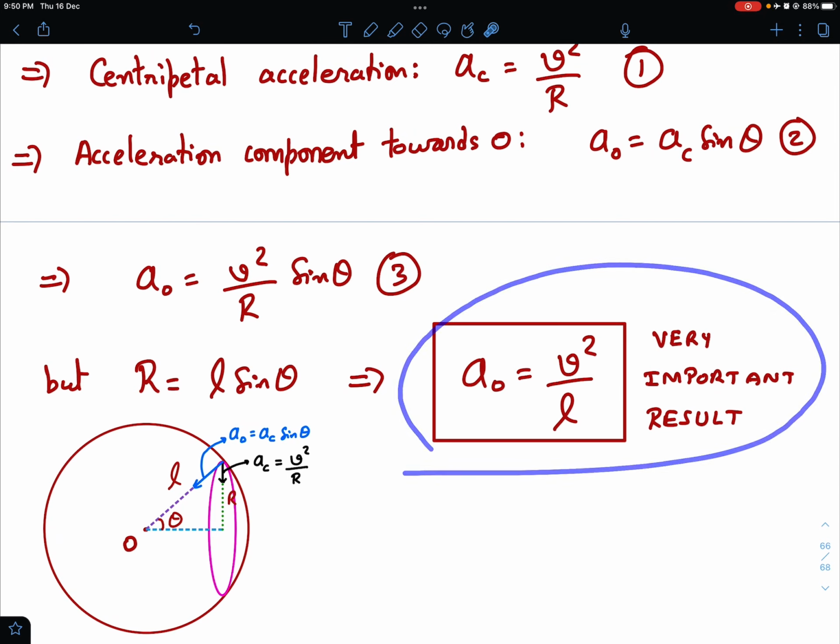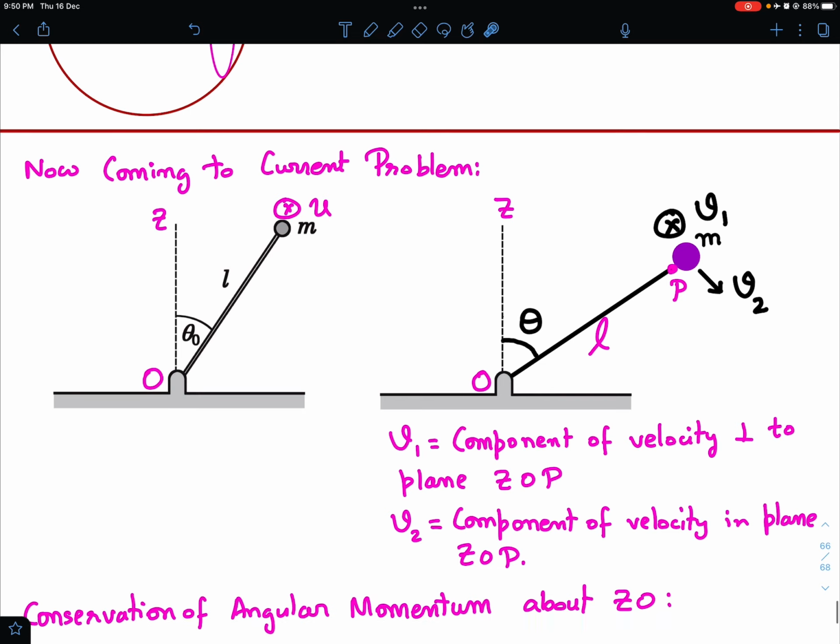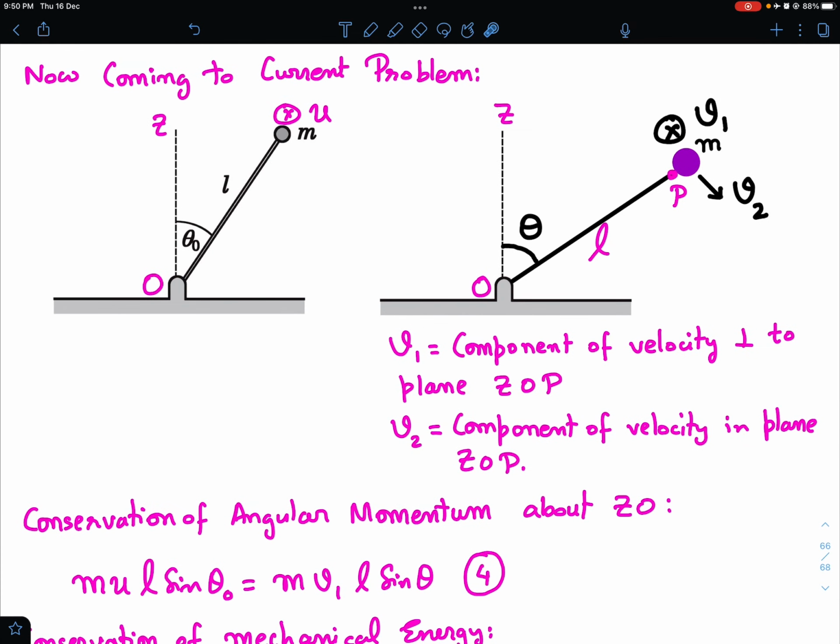So I hope you got this result, how we arrived at it. Now once you know this, we can easily do question number 40. Let's come to the current problem. Let theta be the angle at which the tension vanishes, and let v1 be the component of velocity of this mass perpendicular to the page, and v2 the component of velocity in the plane of the page. Of course v1 and v2 will be mutually perpendicular, and there will be no radial velocity because of the constraint that the distance has to be fixed from O. So that's how I've defined the variables.